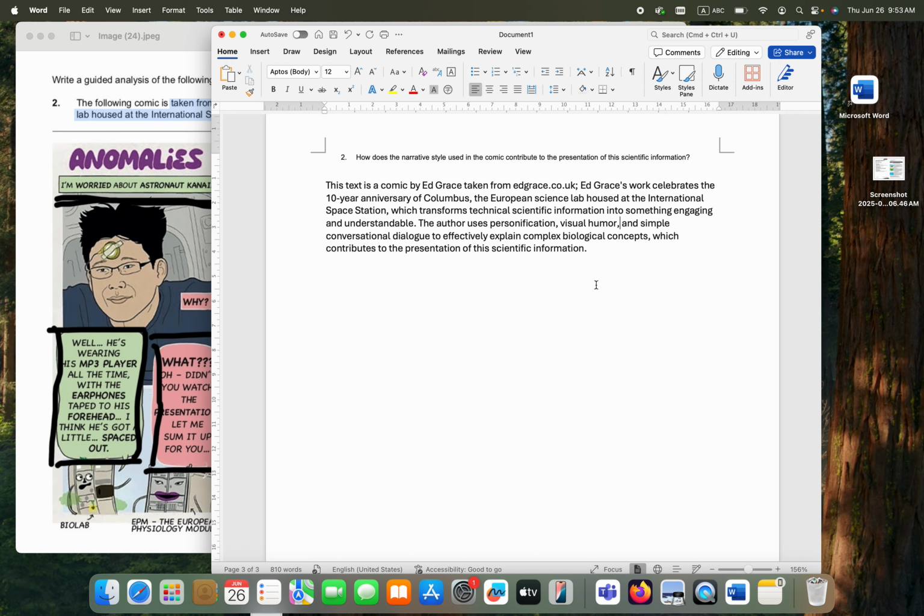So let's start with personification, right? So firstly, Grace uses personification of scientific equipment to help engage the reader.